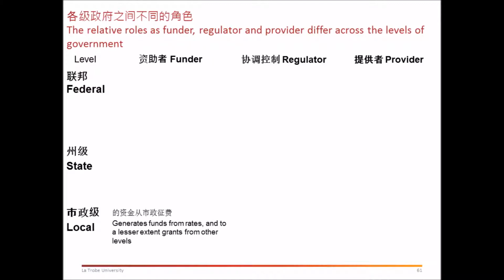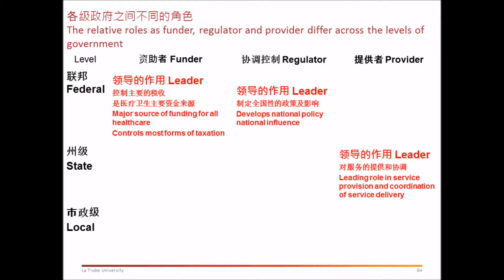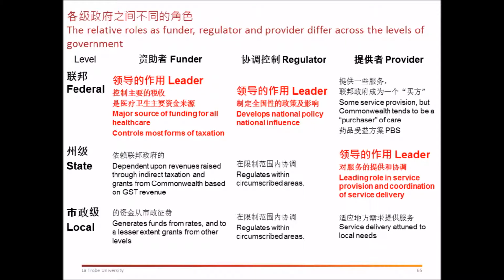Local governments generate funds from rates on properties, and to a lesser extent grants from other levels of government. And they will form bylaws and things like that, and they will provide service delivery attuned to local needs. But comparatively speaking, local government has a smaller role than the other levels of government.